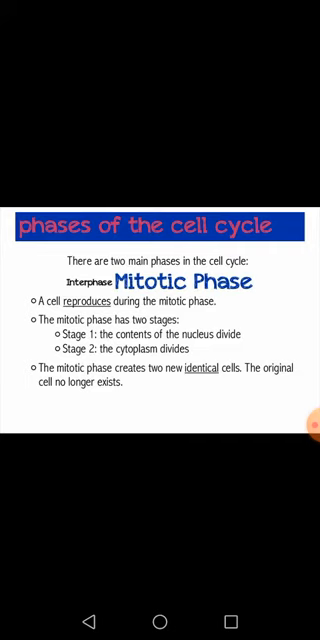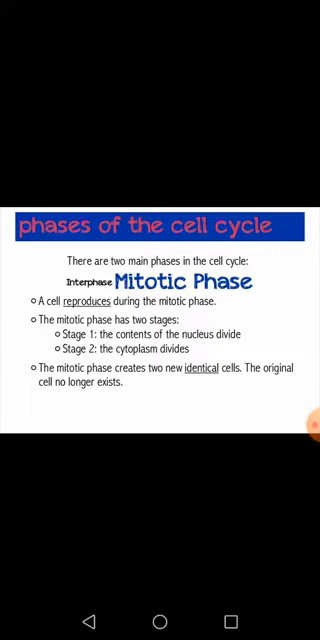Is it clear? Now the second phase is called the mitotic phase. Now what is the mitotic phase? In the first phase, as we observe in the interphase, the cell starts to grow or develop, while in the mitotic phase, a cell starts the reproduction process, meaning a cell reproduces during the mitotic phase. And there are two steps in the mitotic phase. Okay, what are these? The first phase is called karyokinesis, and the second phase is called cytokinesis. Now what is the difference between karyokinesis and cytokinesis?